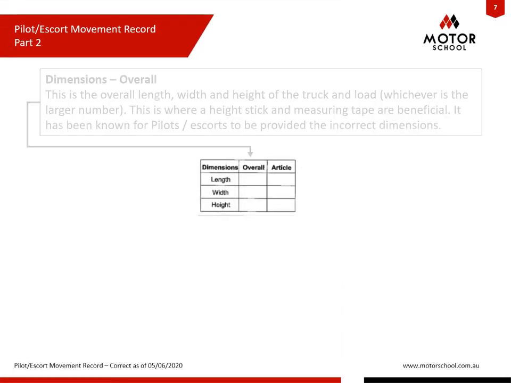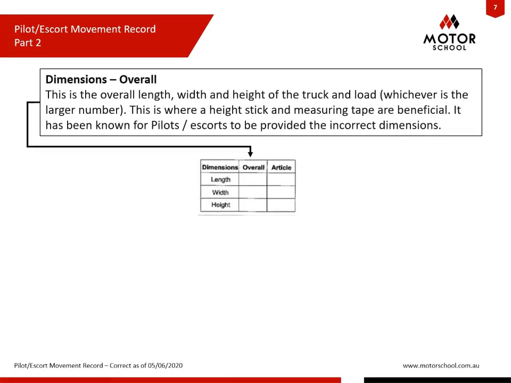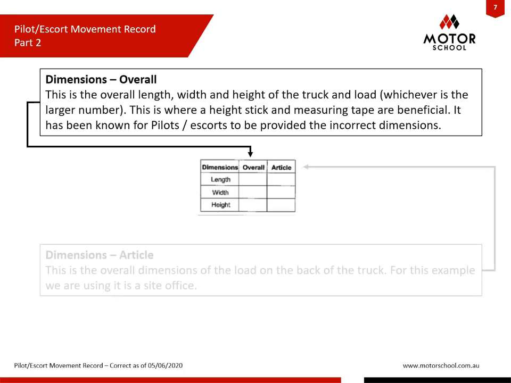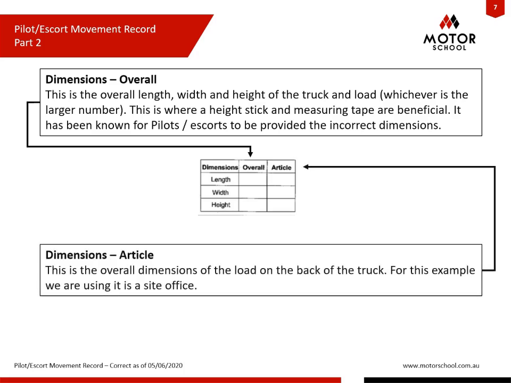Next, in part 2, we look at dimensions. Overall dimensions is the overall length, width and height of the truck and load, whichever is the larger number. This is where a height stick and measuring tape are beneficial. It has been known for pilots or escorts to be provided the incorrect dimensions, so check it yourself if you're not sure. The article, this is the overall dimensions of the load on the back of the truck. For this example, we're using a site office.